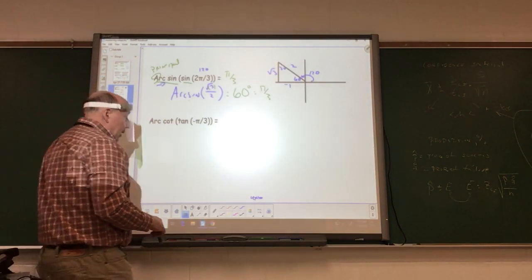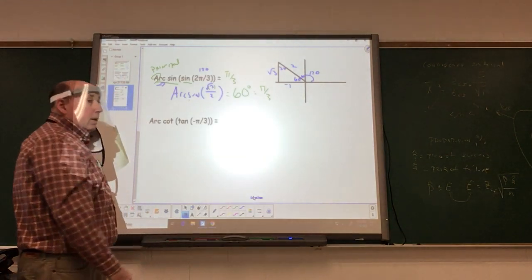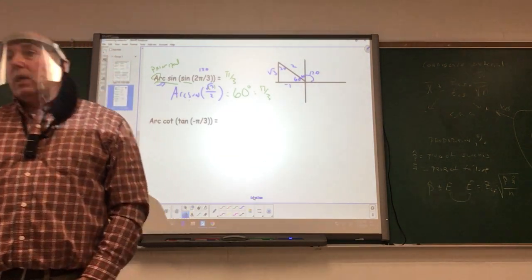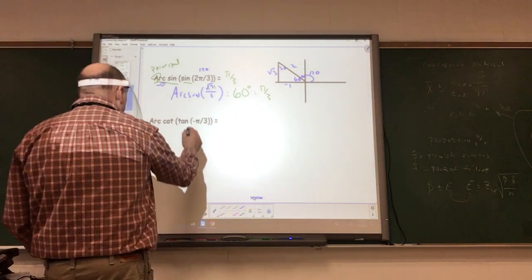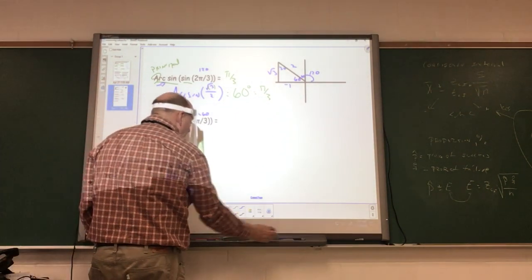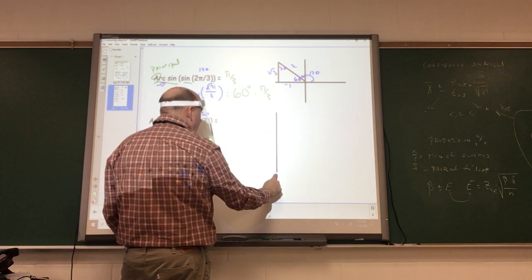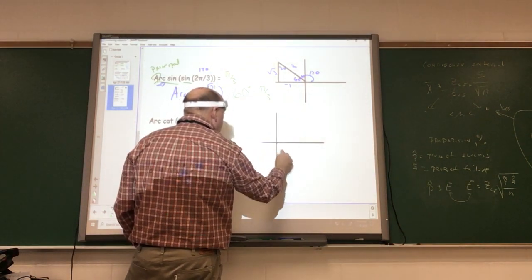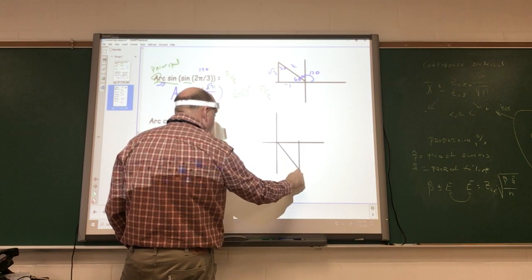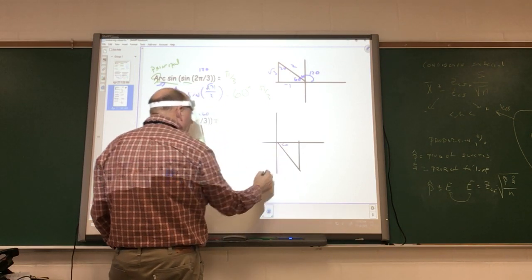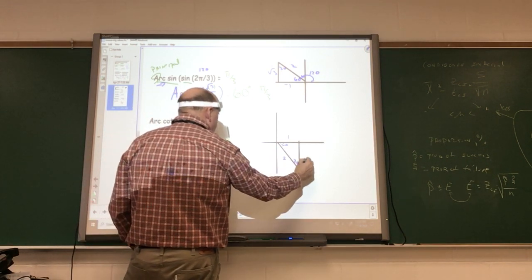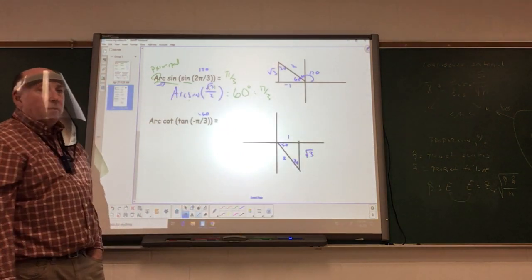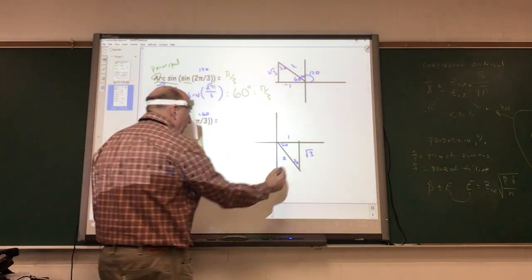Take a look at the last one. The arc cotangent of the tangent of negative pi over 3. Negative pi over 3. What's our degree measure? Mason, what's our degree measure? Negative 60. So I'm going to draw my negative 60 degree angle. Puts us in quadrant number 4. So we have 30 here, we have 1 across from a 30, 2 as the hypotenuse, square root of 3 across from a 60. Since we go downwards, we have a negative value.